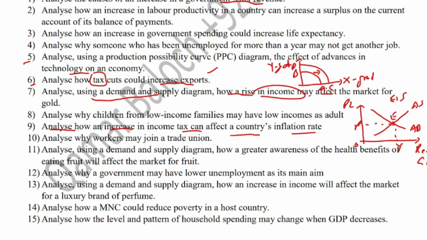Whenever there is a rise in income tax, aggregate demand will decrease and the aggregate demand curve will shift to the left. Equilibrium will move to E1, where real GDP will fall to Y1 and price level will decrease to P1. When the price level decreases, the inflation rate may decrease.